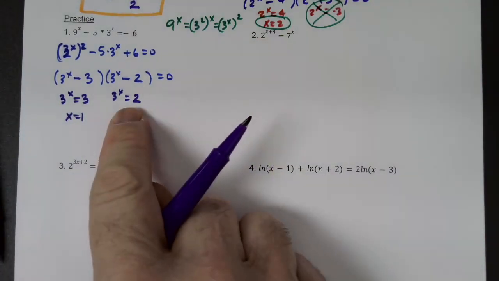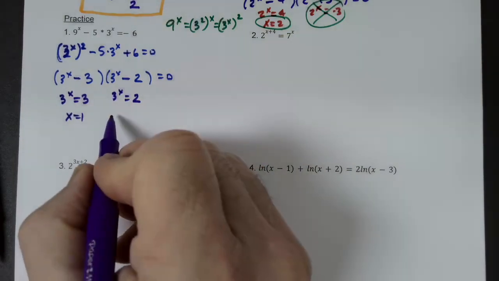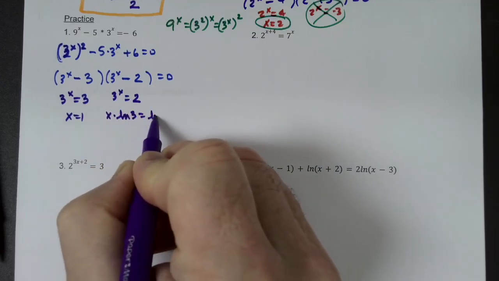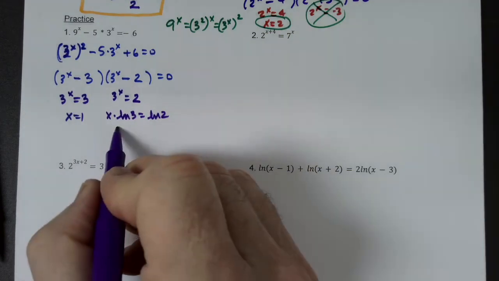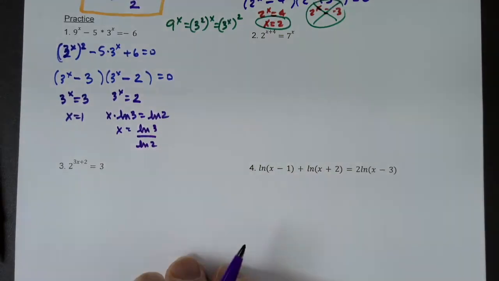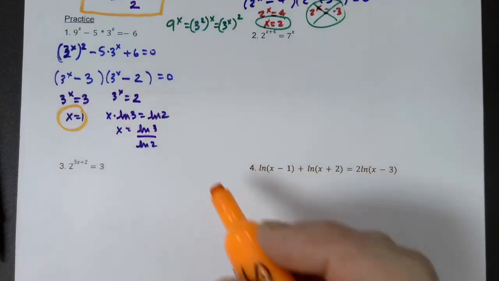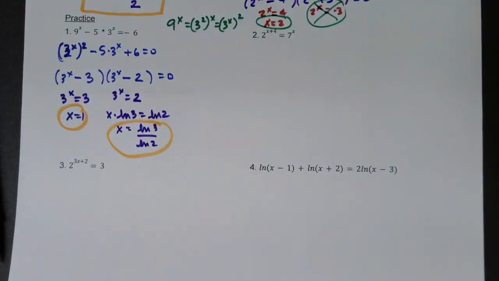But the next one is going to require us to use our log laws again. And that is that x times the natural log of 3 would have to equal the natural log of 2, our exponent rule there. Solving, this would be the natural log of 2 divided by the natural log of 3 equals x. And we actually have two solutions to this one. One's simple, x equals 1, and one is going to give us a really weird number.